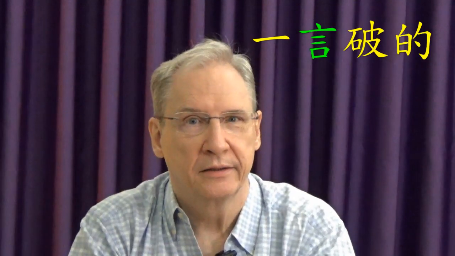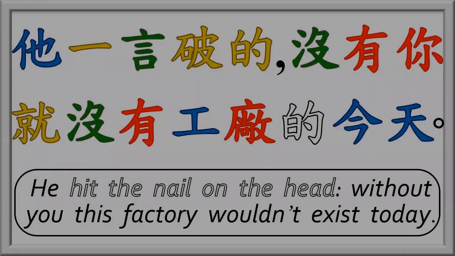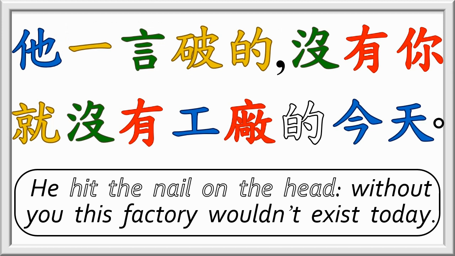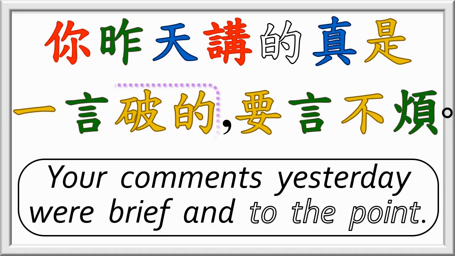一言破地, literally to hit the target with one remark, is a less common idiom, but quite similar to 一语道破。他一言破地，没有你，就没有工厂的今天。He hit the nail on the head. Without you, this factory wouldn't exist today. 你昨天讲的真是一言破地，要言不凡。Your comments yesterday were brief and to the point.